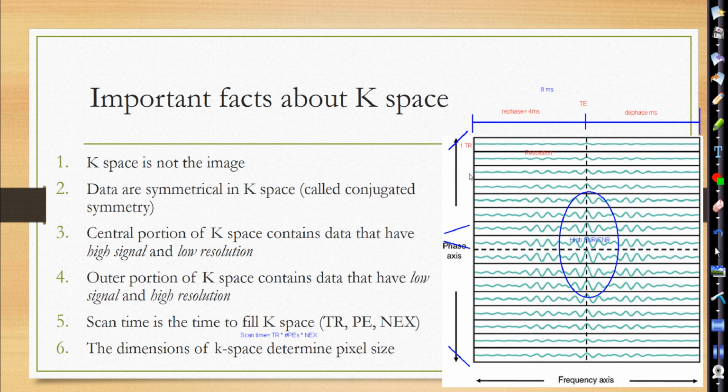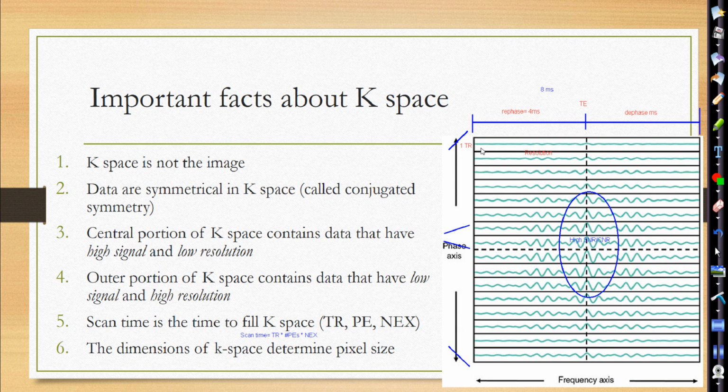So you can see here, if we have 128 phase encoding steps, we have to do that 128 times. So that gives us basically the first two variables within that equation. Our TR is from 90 to peak echo, or 90 to 90? 90 to 90. Number of PEs are basically your rows in K-space.